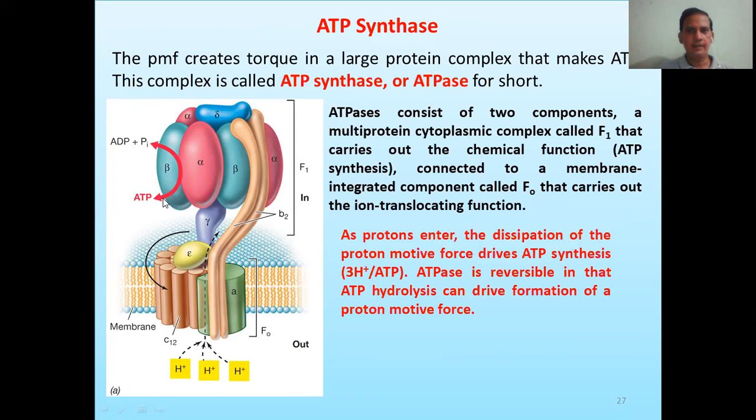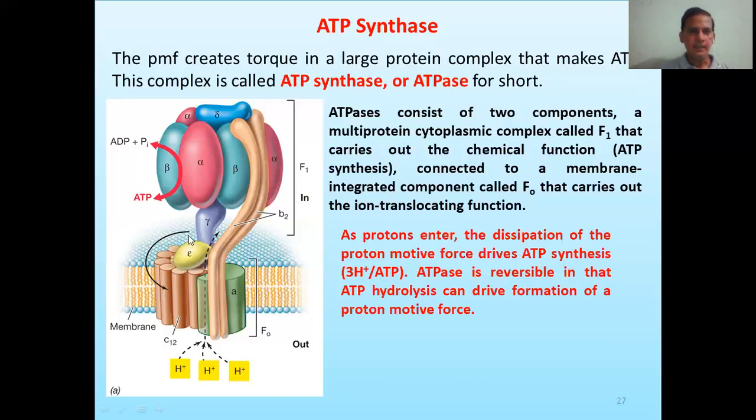As the protons enter, the dissipation of proton motive force drives the ATP synthesis. As the protons are being moved outside of the cell membrane, it is continuously leading to the formation of ATP by the ATPase. ATPase is reversible in that ATP hydrolysis can drive formation of a proton motive force. So if torque is generated in this ATPase, it leads to the formation of ATP. However, when a sufficient amount of ATP is there, the ATP can be hydrolyzed and leads to the opposite direction of torque.